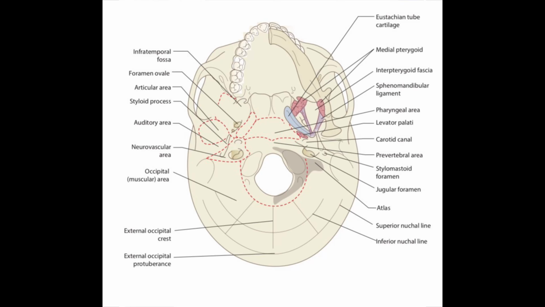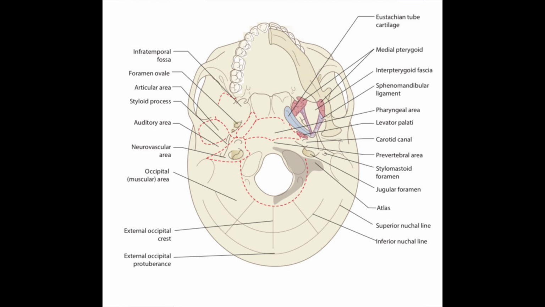In this video, we will discuss the anatomy of the skull base. More specifically, we will discuss the anatomy of the lateral skull base. Now, the base of the skull can be described anatomically as divided into three parts: anterior skull base, posterior skull base, and lateral skull base.